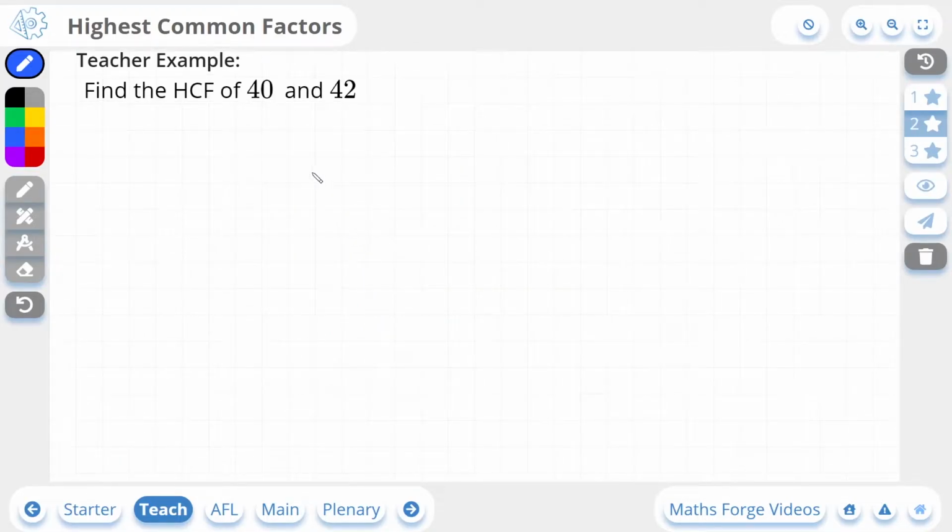Let's do a 2-star example. So we have 40 and 42. 40, I'm going to break it down into 2 and 20. And the 20, I'm going to break it down into 2 and 10. And the 10, I'm going to break it down into 2 and 5. And we stop here since 5 is a prime number. And we're going to break down 42 into 2 and 21. And 21, we're going to break it down into 3 and 7. And we stop here since 7 is a prime number.